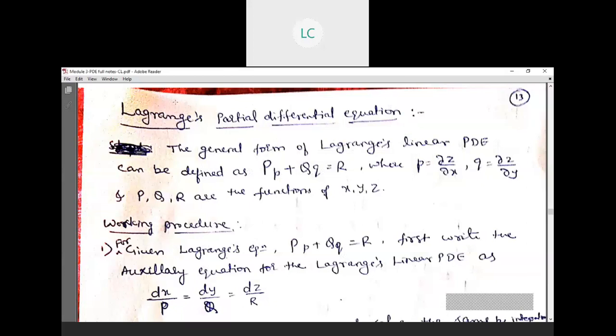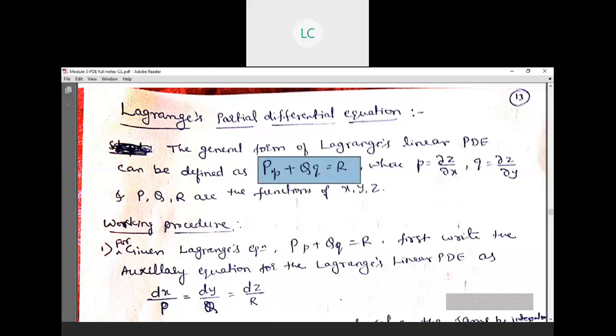Okay. In this video, I'm continuing PDE. The next topic in PDE is Lagrange's partial differential equations. First, we should see the definition of Lagrange's partial differential equation. So, this is the general form of Lagrange's linear PDE.